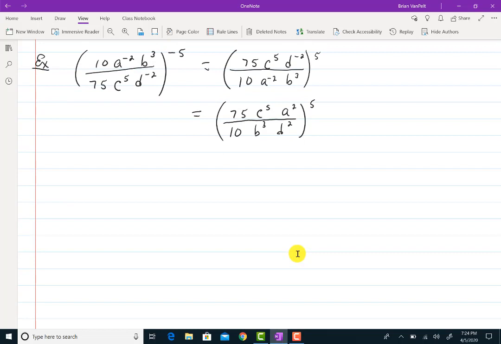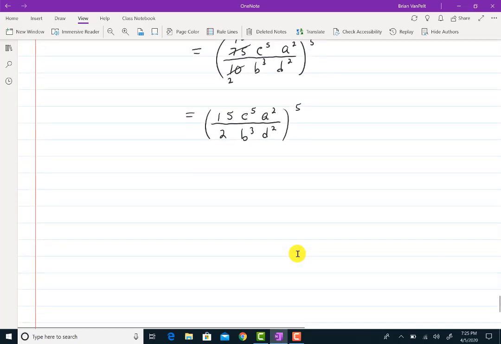You'll notice 5 goes into 10 twice, and 5 goes into 75 15 times. Well, let's see what we get. Now I have a 15 c to the 5th a squared all over 2b cubed d squared, and all of that is raised to the 5th power. Now, finally, I'm going to take and raise everything to the 5th power.